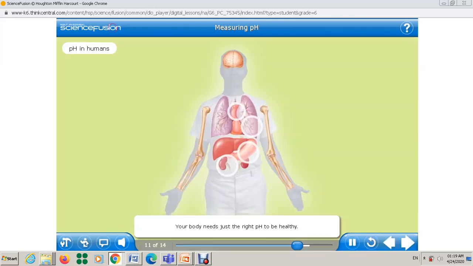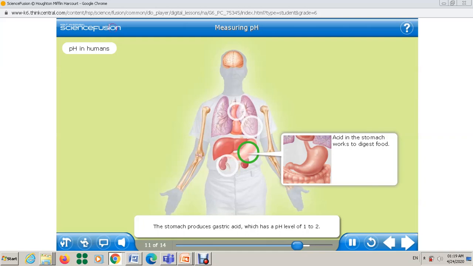Your body needs just the right pH to be healthy. If your pH levels change too much, you can get sick. Click the highlighted parts of the image to find out more. The stomach produces gastric acid, which has a pH level of 1 to 2. This acid consists mostly of hydrochloric acid. Gastric acid helps the body unravel proteins from foods.